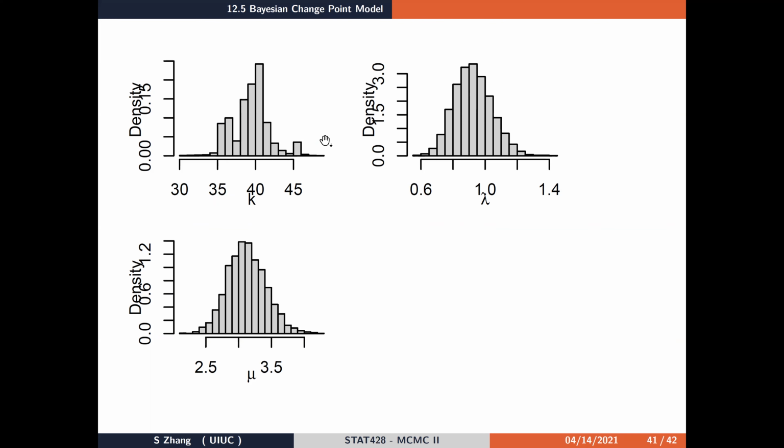I think I'm flipping it. So this is the pre-change. This plot below for the mu is the pre-change one. So you can see that before the change point, it seems like the Poisson distribution has a high rate, above 3. And then after the change point, the rate is much lower, which is less than 1.